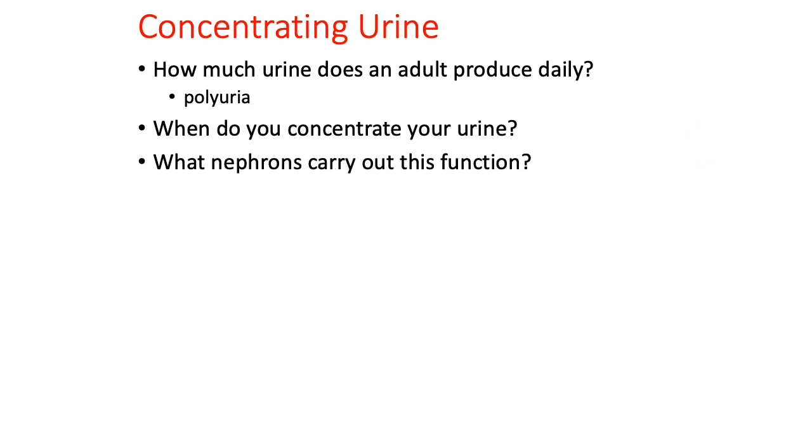What types of nephrons carry out this function of concentrating the urine? Recall, it is the juxtamedullary nephrons that are involved in concentrating the urine. We're going to see how that occurs. An adult must produce about 500 mL of urine per day in order for the kidneys to do their function of removing waste products.